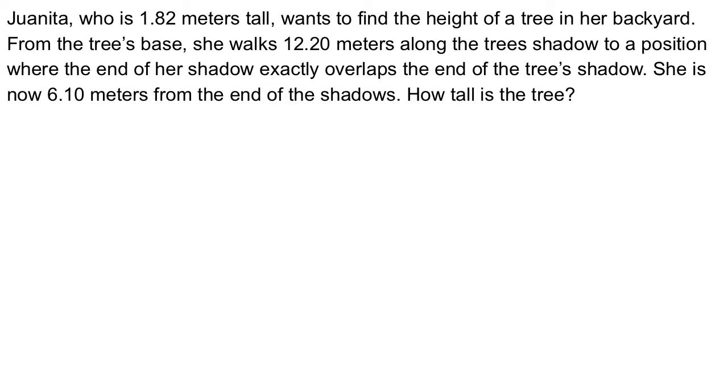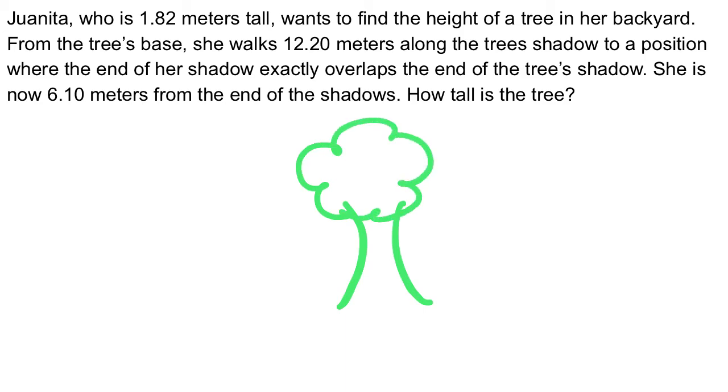The last problem says Juanita, who is 1.82 meters tall, wants to find the height of a tree in her backyard. From the tree's base, she walks exactly 12.20 meters along the tree shadow to a position where her shadow exactly overlaps the end of the tree shadow. So if I draw a picture, I can start by drawing my tree. So here is my tree. And here is Juanita. So we know this length is 1.82 meters.